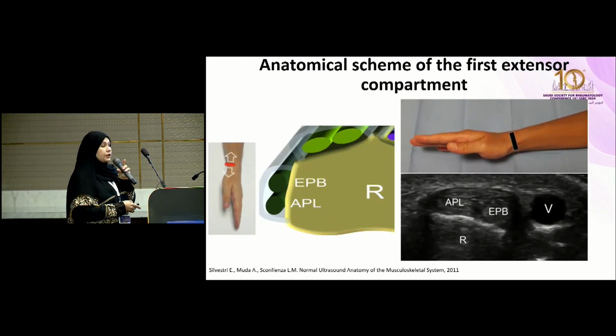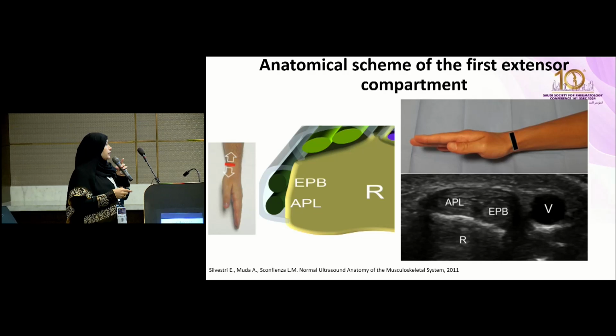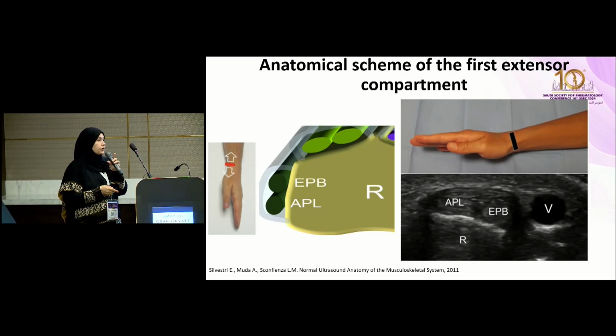First compartment, you need to put the patient's position midway between pronation and supination, with the radial aspect facing up, to scan the abductor pollicis longus and extensor pollicis brevis for de Quervain syndrome in case of tendinopathy. These are the tendons.